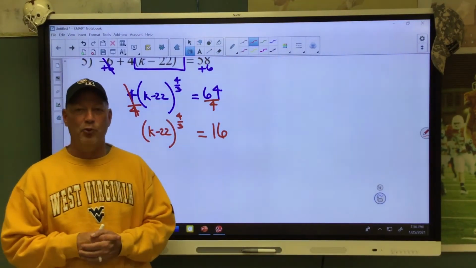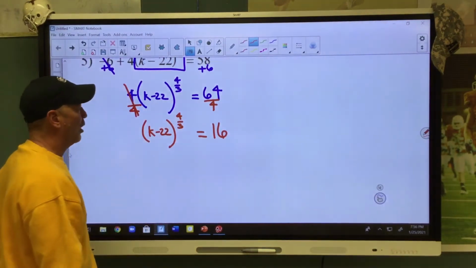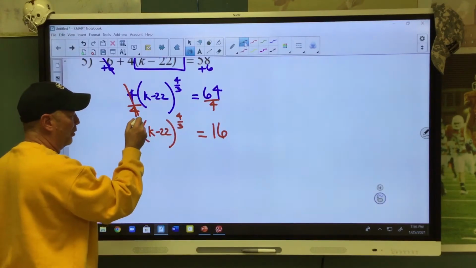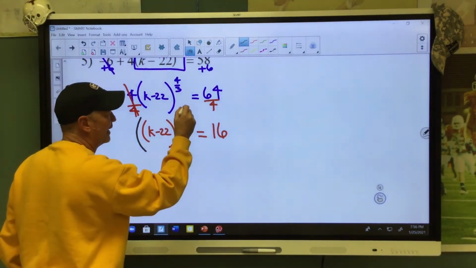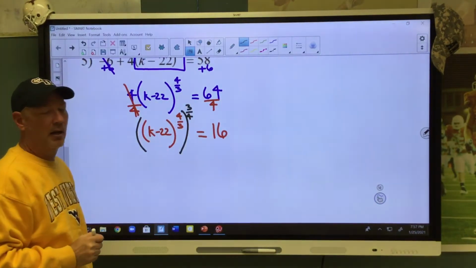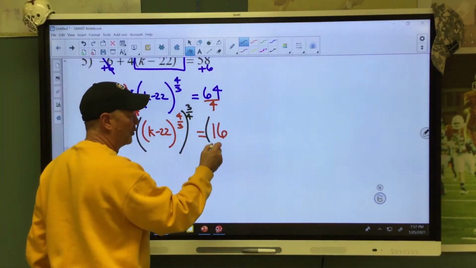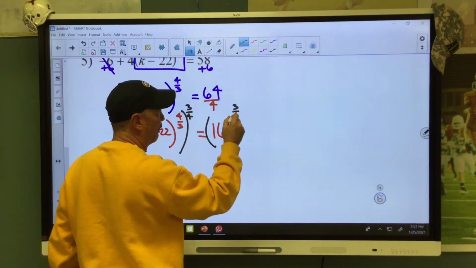This is where we have to raise the power to the reciprocal. On this problem, if I raise the power to the reciprocal of 4 over 3, it is 3 over 4. But if I do it to the left side, I have to do it to the right side. We have to raise the power to 3 over 4.